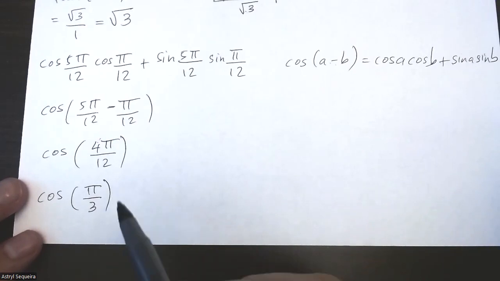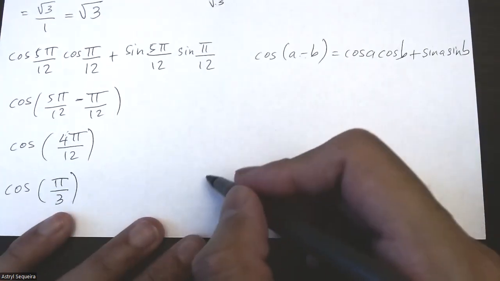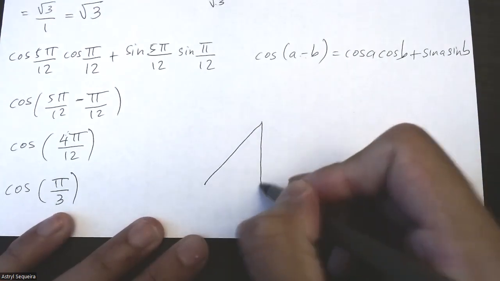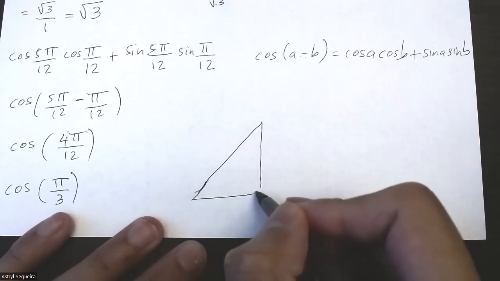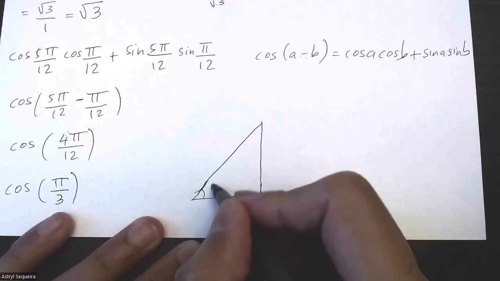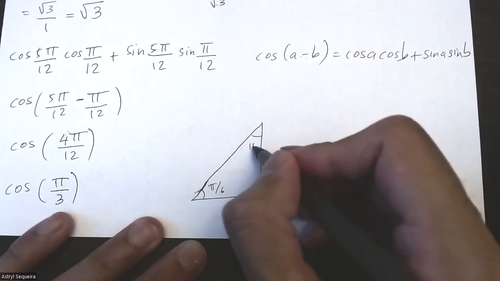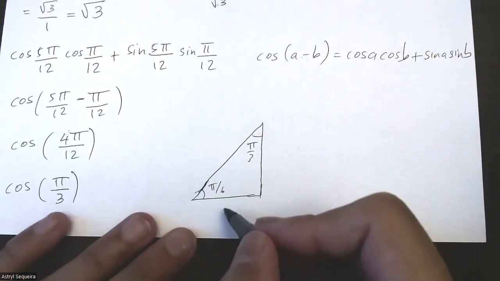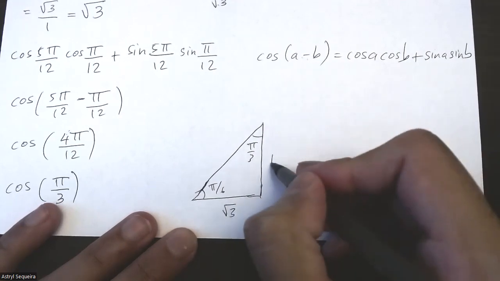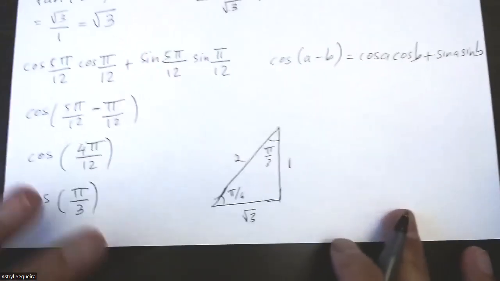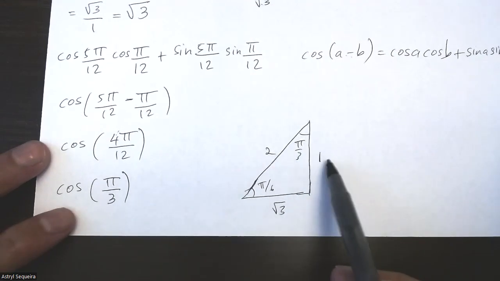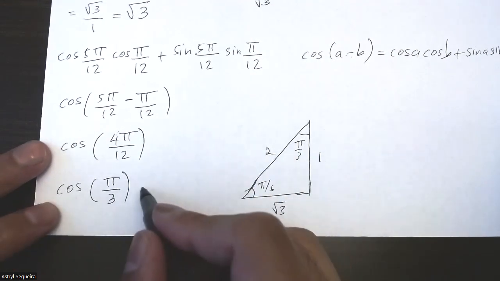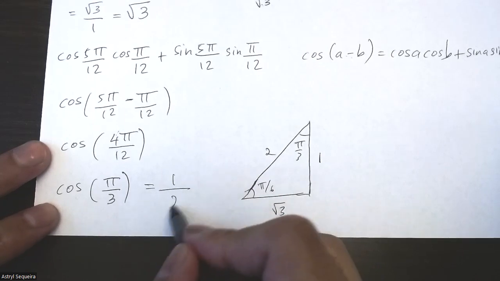And again, I can use my special triangles to solve this. So it's the same special triangle as the last question, except it's in radians now. So this angle is pi over 6, this angle is pi over 3. This is square root of 3, this is 1, and then the hypotenuse is 2. So cos of pi over 3 is adjacent over hypotenuse, so it's just 1 over 2.